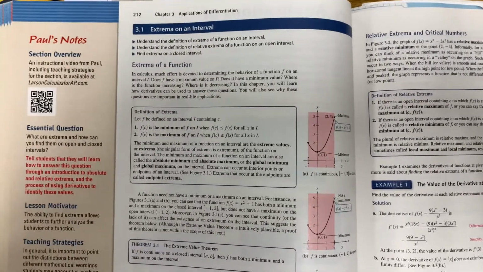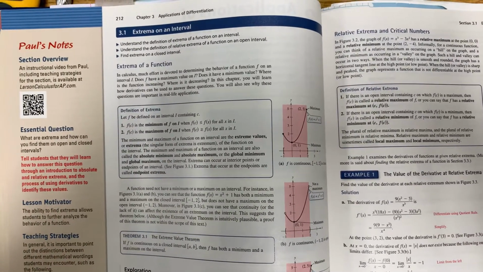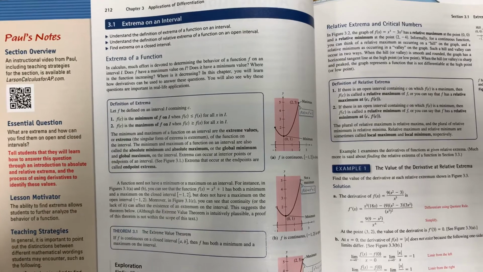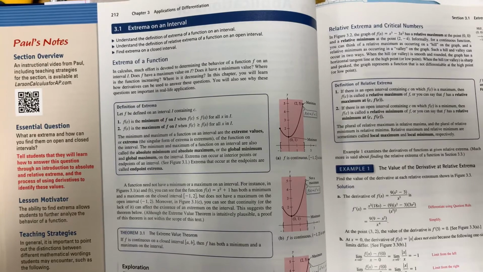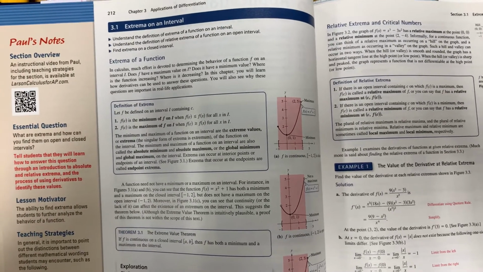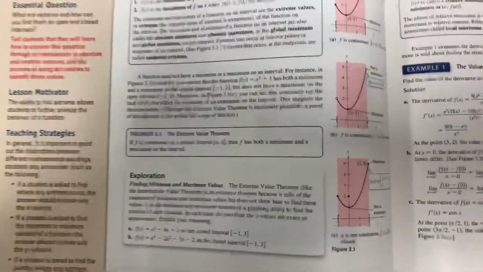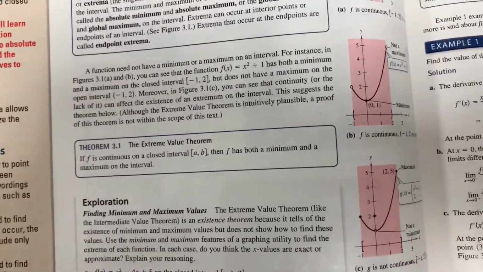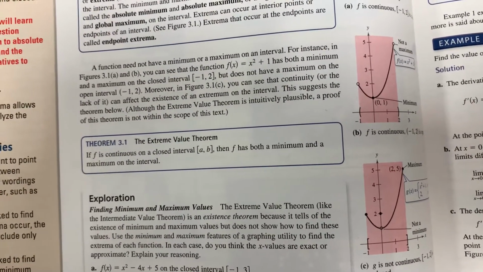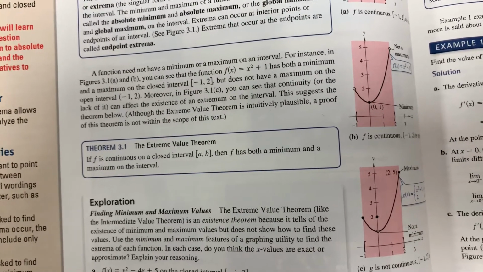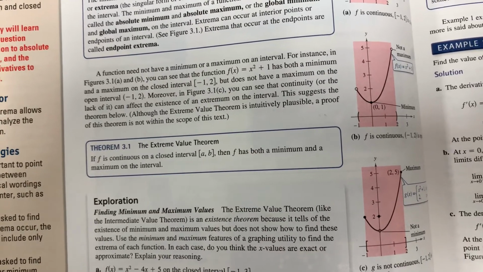Okay, guys, so this lesson is talking about extrema on an interval. If you think about extreme values, that means super high values or super low values. So this one is talking about maximums and minimums. That's what extrema are. One of the theorems we're going to talk about is the extreme value theorem, which is right there. It says if the function is continuous on a closed interval, so that's really important, then the function has both a minimum and a maximum on that interval.